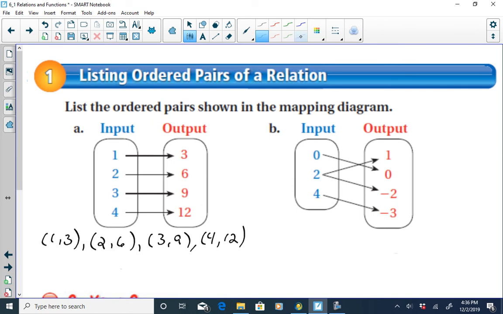Alright, if we look at our second example, we have an input of 0 paired with an output of 0. So 0, 0 would be our first ordered pair. Then we have an input of 2 paired with an output of 1. Now that same input of 2 is also paired with an output of -2. So 2, -2 would also be an ordered pair. Then we have an input of 4 paired with an output of -3. Alright, so if we're listing our ordered pairs from the mapping diagram, we just want to make sure we pair the input with the output to create the ordered pair.